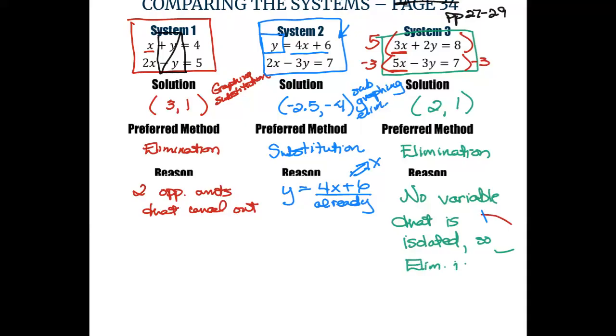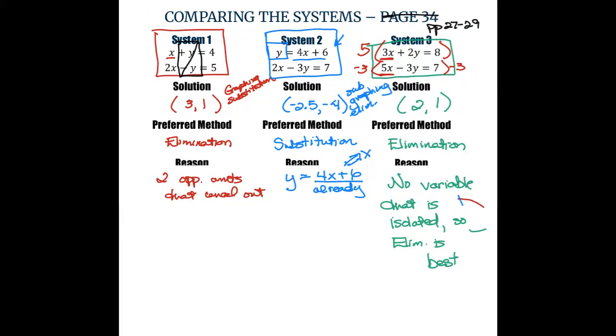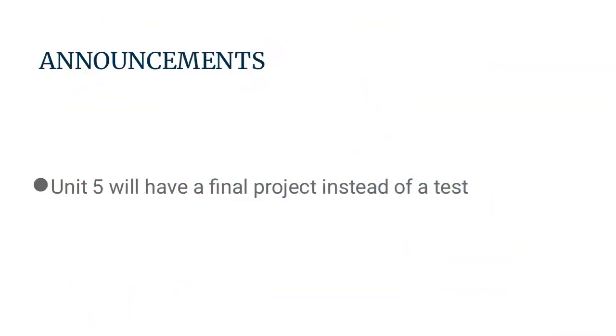Okay? All right. So, blast from the past. Did you remember some things? A little? Very little? All right. What do we got here? We still got 10 minutes. So, just to give you some information, instead of an actual assessment or test, we will have a final project for this chapter.